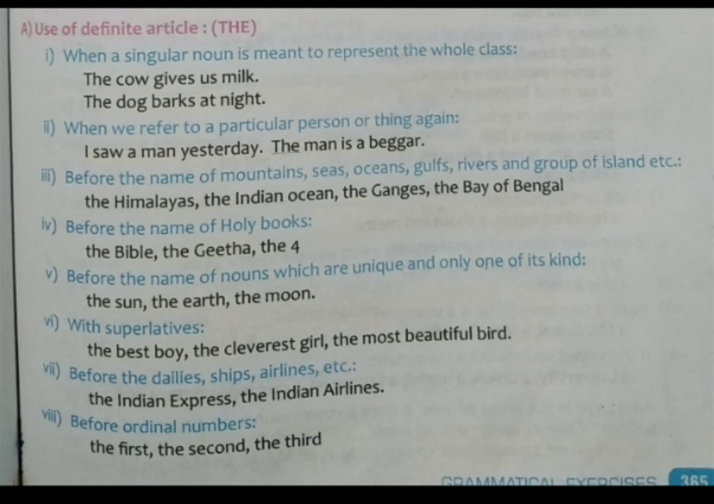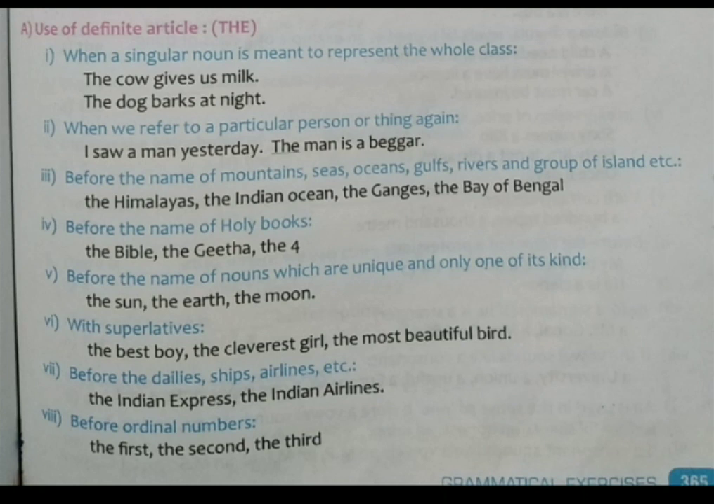Even though it is mentioned as a singular noun, it refers to a whole class. If you want to mention one cow, you have to say a cow. When it is mentioned as the cow, it refers to the whole class together, all cows. Do you understand, children? So when a singular noun refers to a whole class, we use the definite article the.